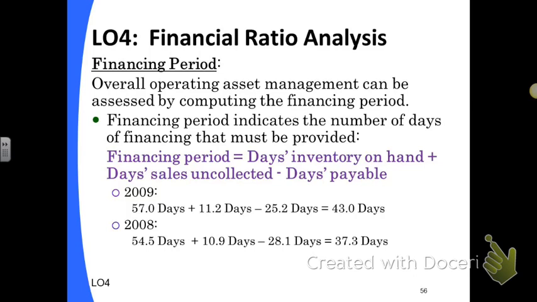Now look at the overall operating asset management. It's going to be assessed in part by computing the financing period. We're going to compute the financing period by taking the days of inventory on hand plus the days of sales that go uncollected, so those two previous calculations, and subtract from that the days of our payables.